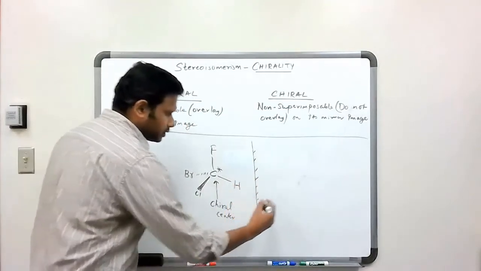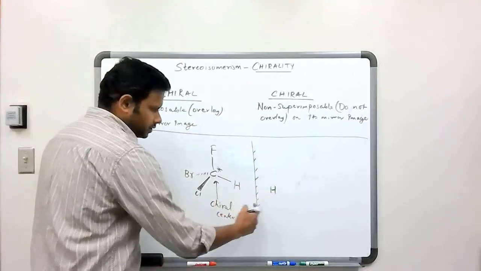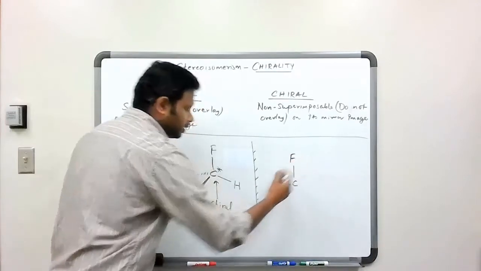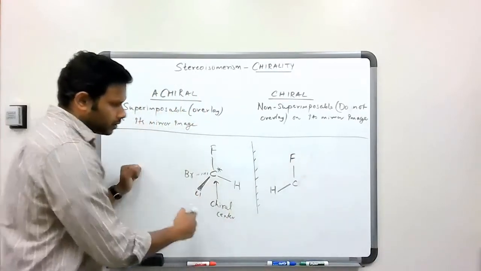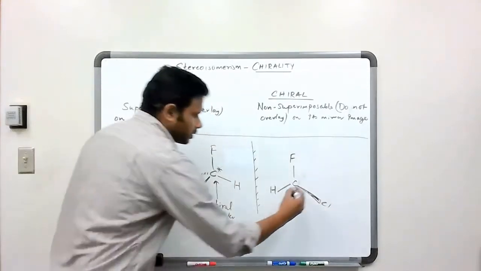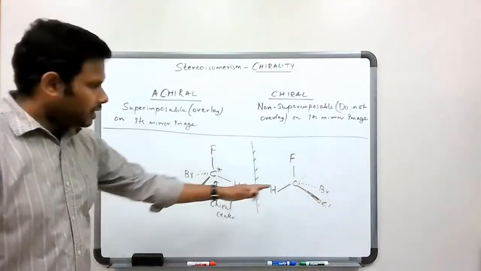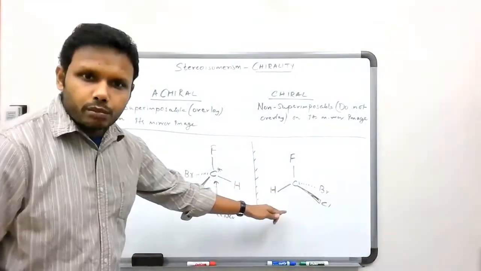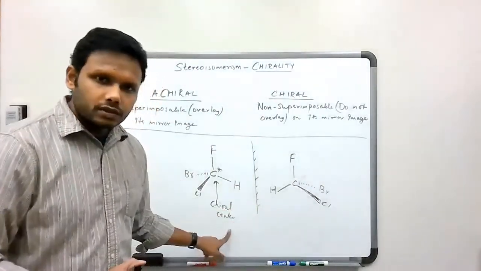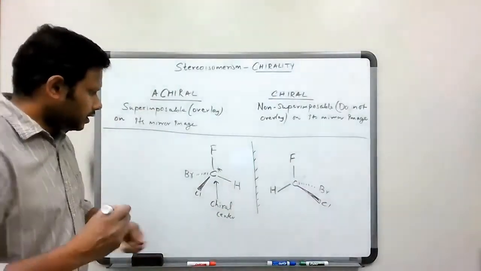If you're seeing this molecule in the mirror, I would think hydrogen is here. It would go up to the carbon. The fluorine is going to be there. The chlorine is on a wedge, so it would go there. And then the bromine is going to be on the dash. That would be its mirror image. And these 2 molecules, we'll go over this in detail later.